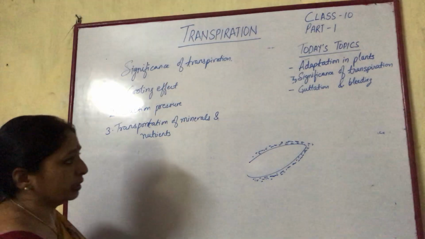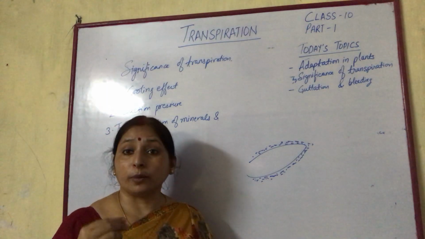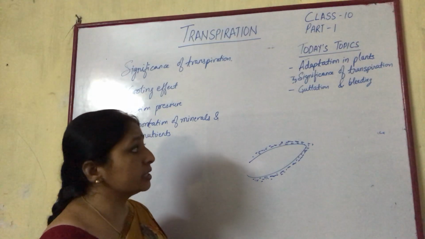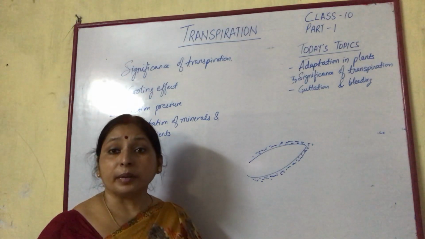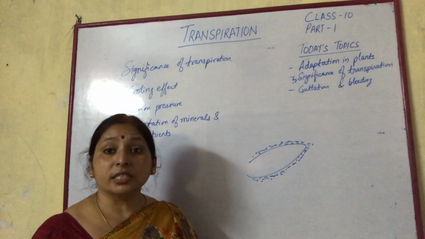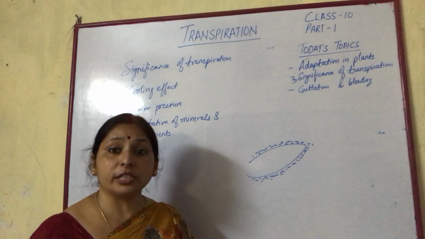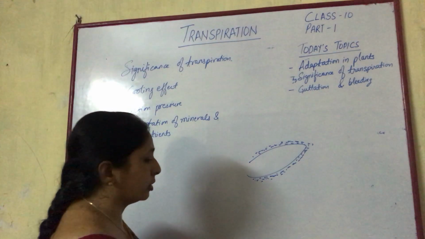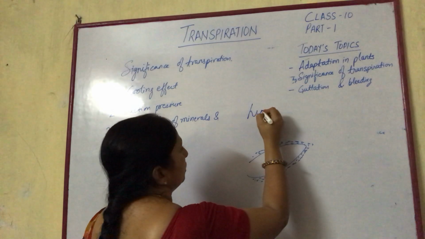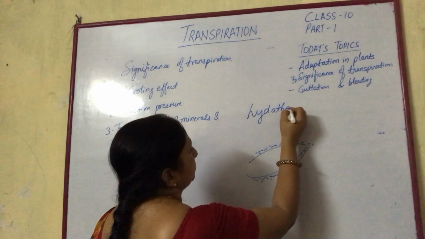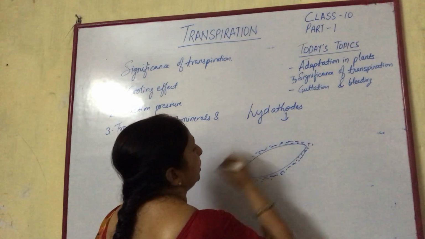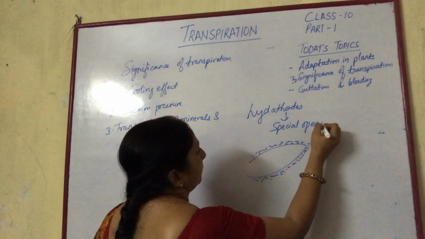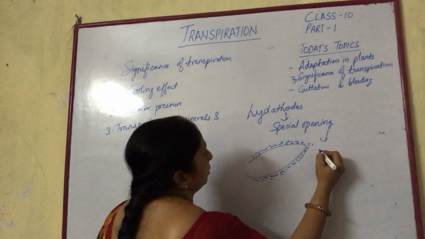and transportation of minerals. Then the last topic for today is guttation and bleeding. Guttation I have described earlier in the diagram: guttation is the oozing out or exudation of water from the leaf margins through the hydathodes, which are the special openings on the leaf margin.